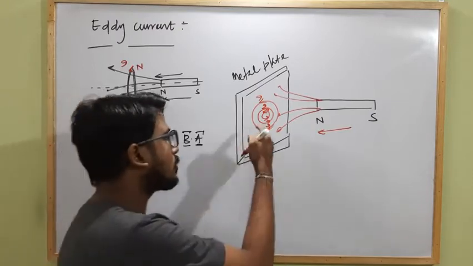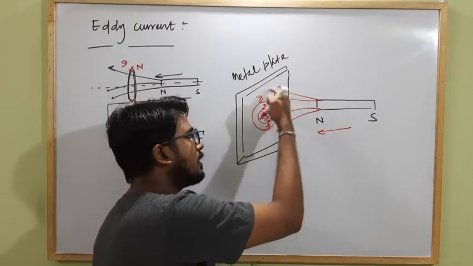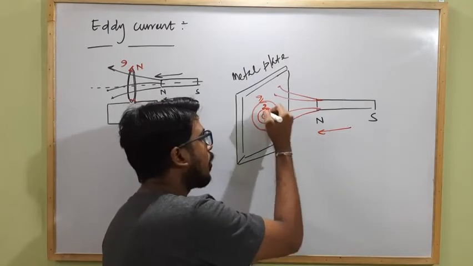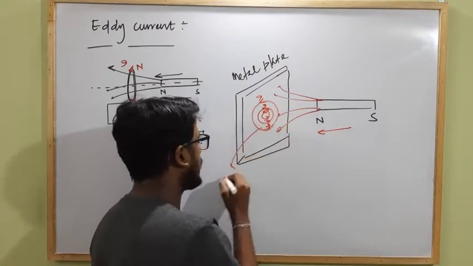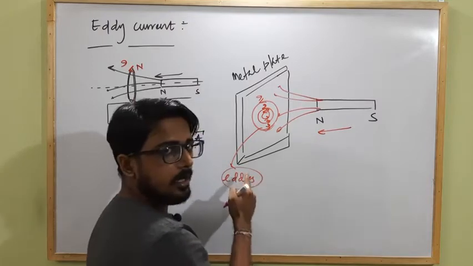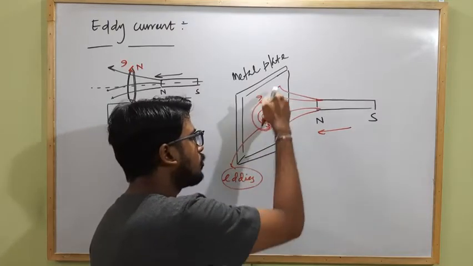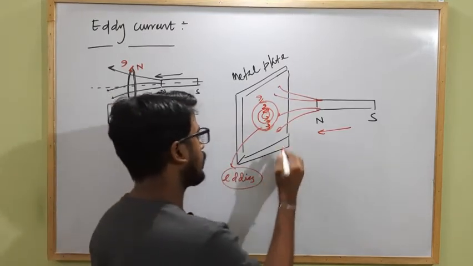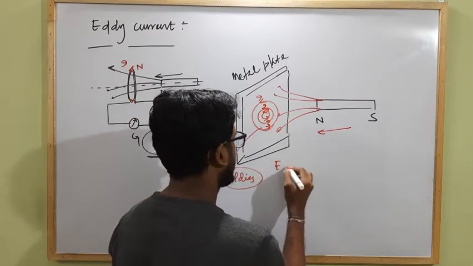plate. And these currents, which are generated within this metallic plate by itself in the form of small concentric rings, are known as eddies. Clear? As these currents are produced by the metal surface by itself in the form of eddies, these are known as eddy current.